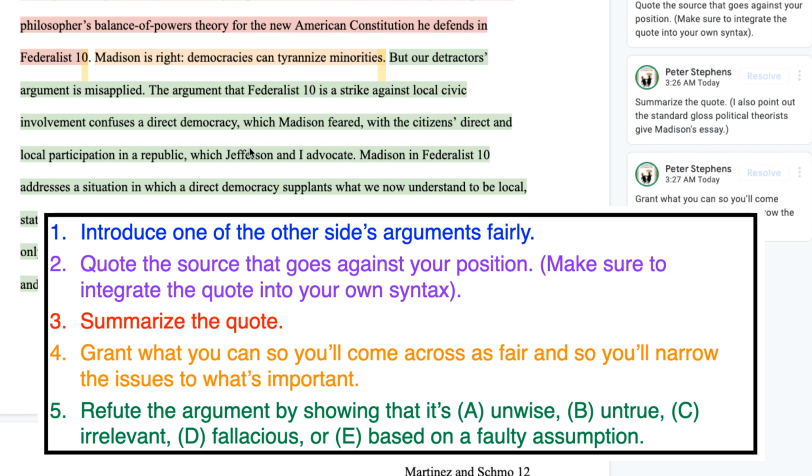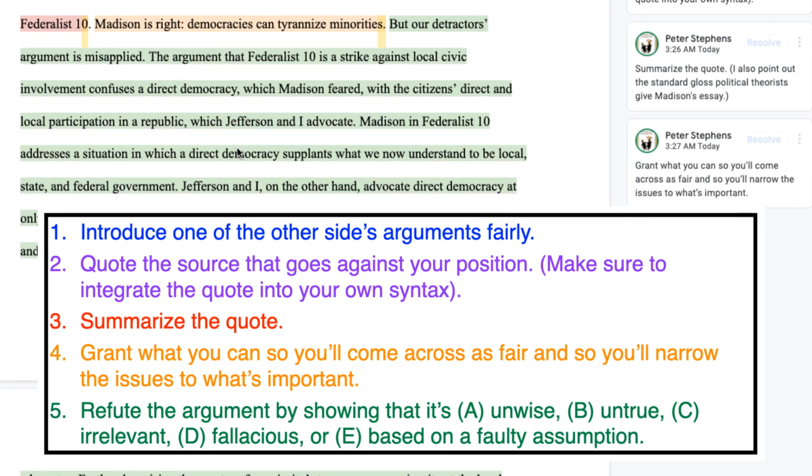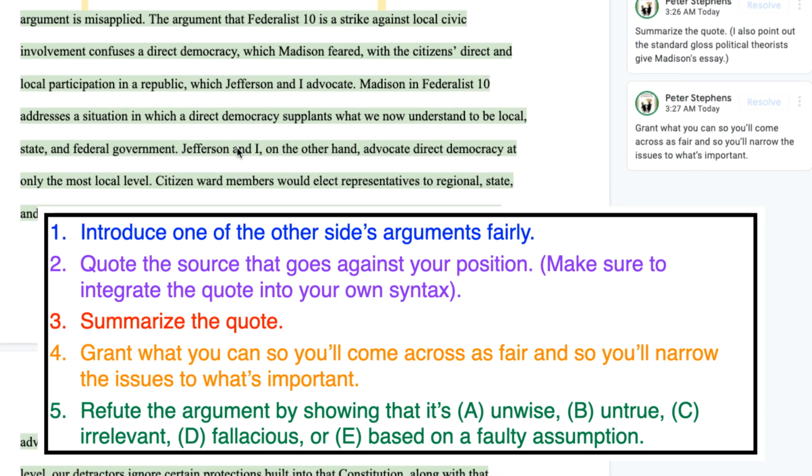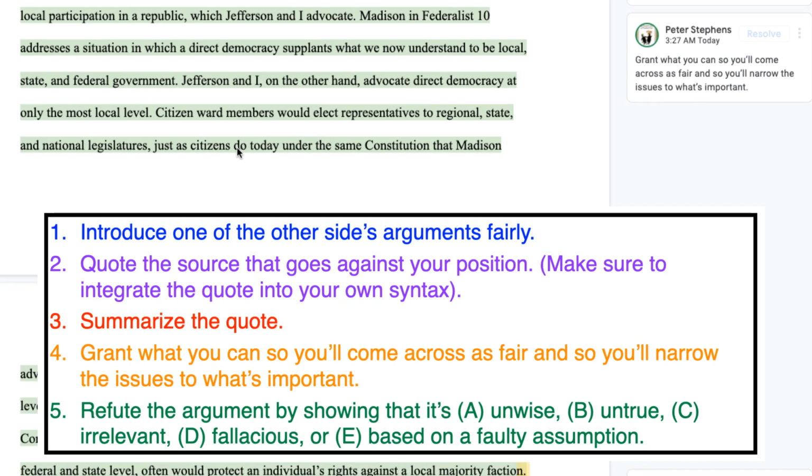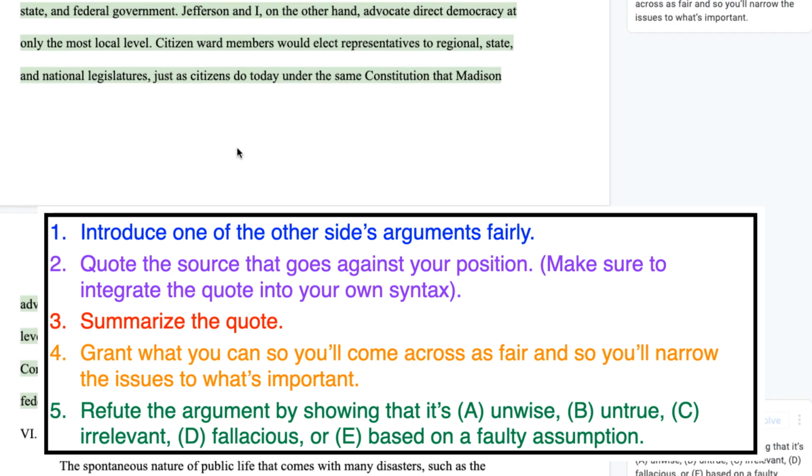And now the most important part of the paragraph, I'm going to refute the argument that the other side advances. But our detractors' argument is misapplied. The argument that Federalist 10 is a strike against local civic involvement confuses a direct democracy, which Madison feared, with a citizen's direct and local participation in a republic, which Jefferson and I advocate. Madison in Federalist 10 addresses a situation in which a direct democracy supplants what we now understand to be local, state, and federal government. Jefferson and I, on the other hand, advocate direct democracy at only the most local level.